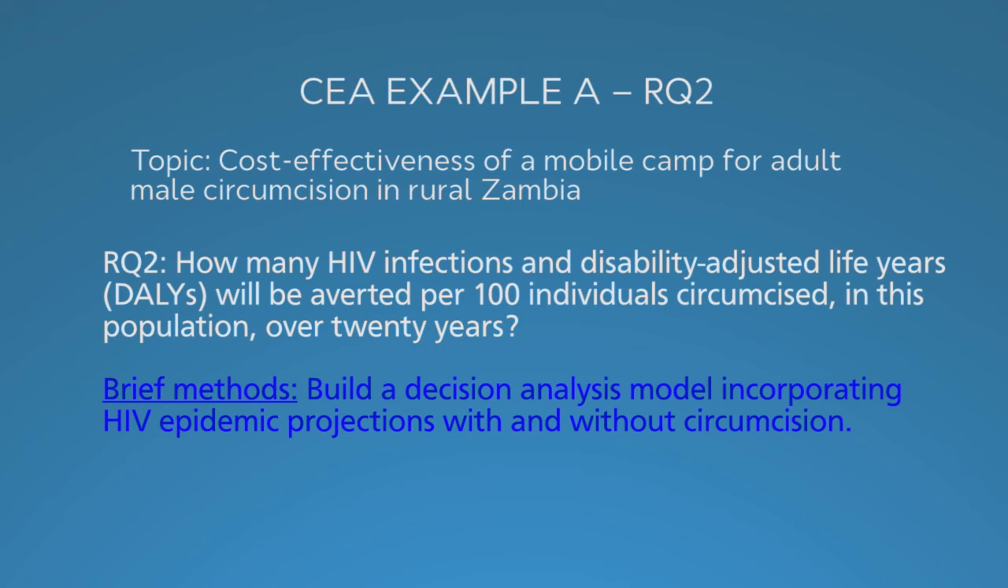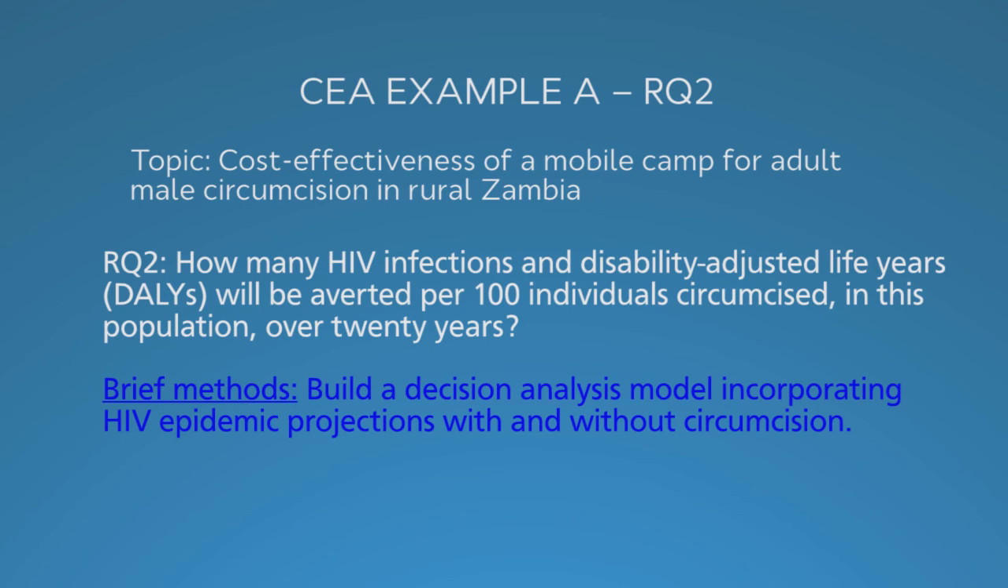Question 2 is how many HIV infections and disability-adjusted life years will be averted? This assessment usually builds on empirically observed effects, such as HIV. Studies show that male circumcision reduces HIV incidence by 50% or so. However, we need to go further analytically. We can build a decision analysis model. How many total infections are prevented depends on the HIV acquisition risk in a specific population. 50% of a small risk is less than 50% of a large risk. This has to be specified.